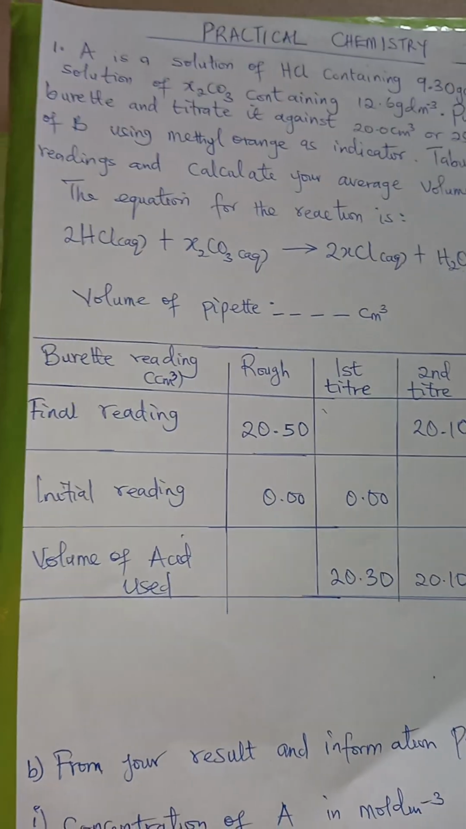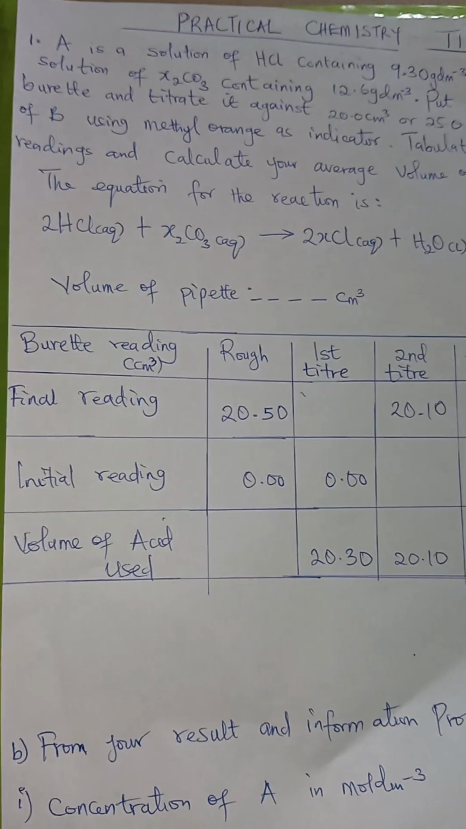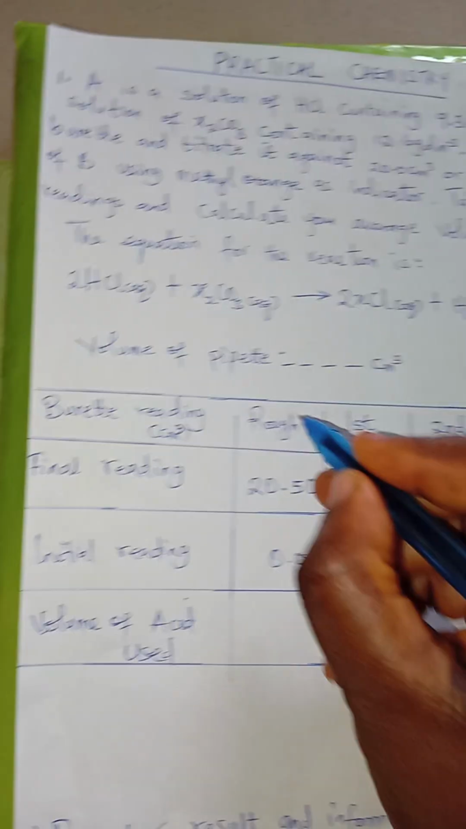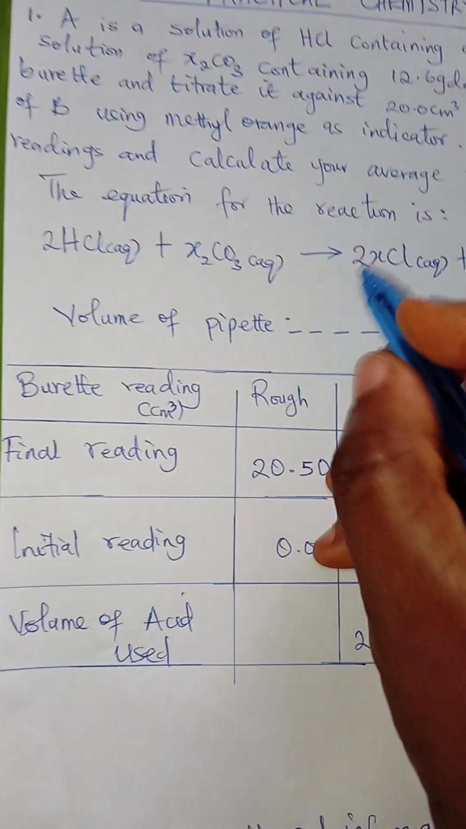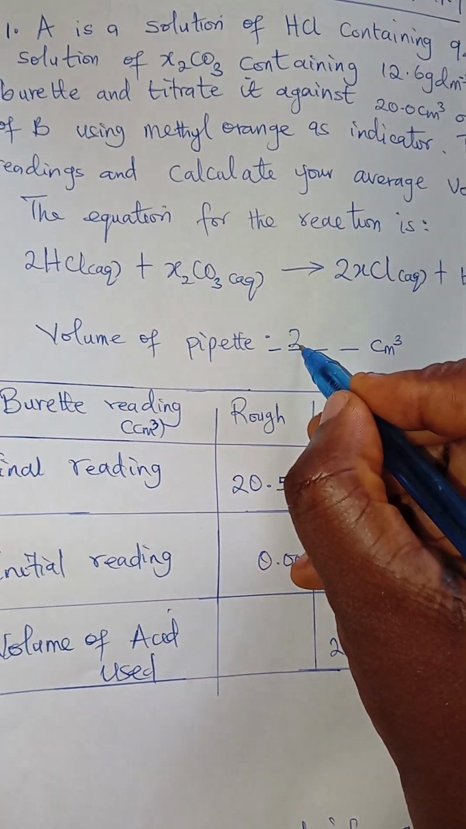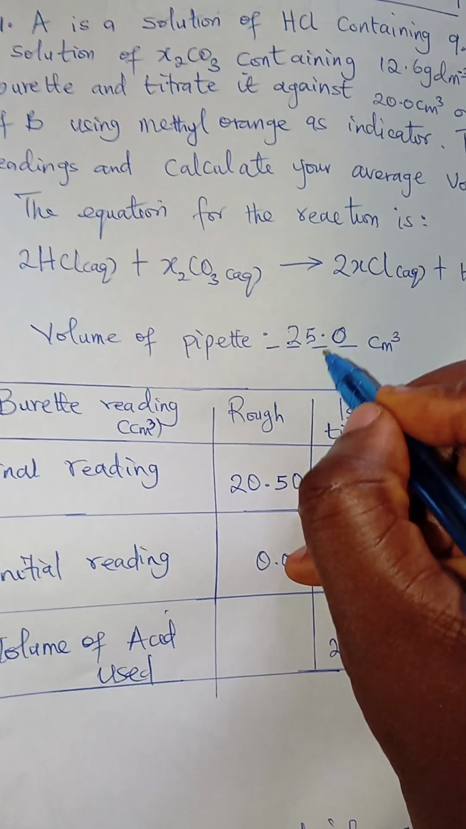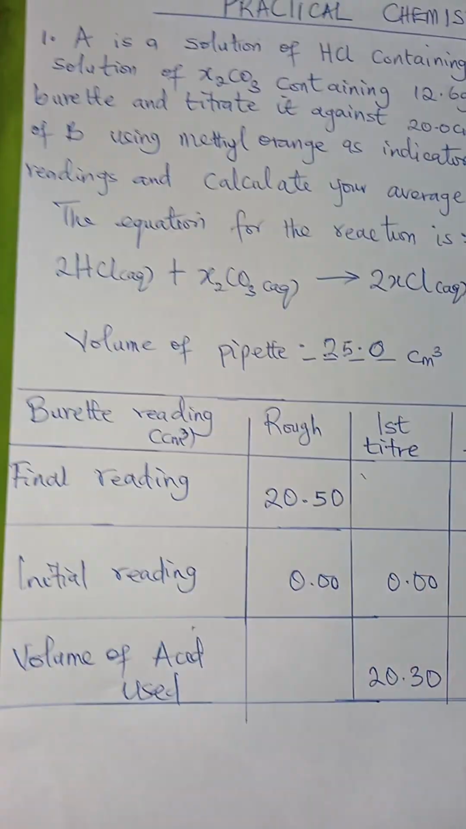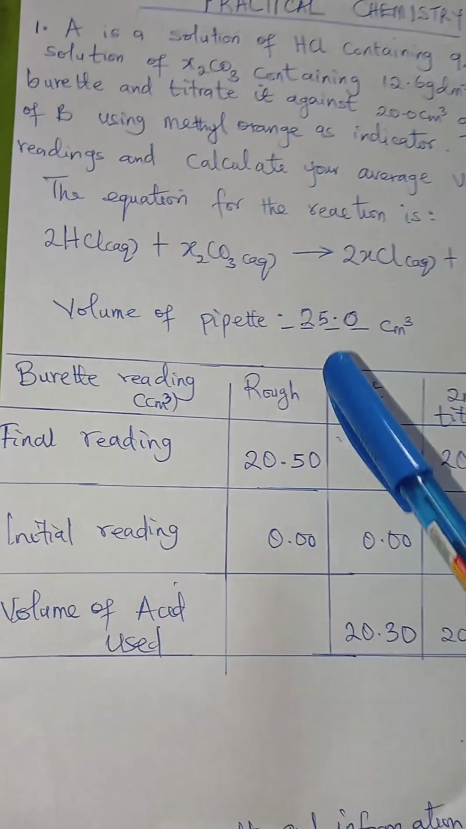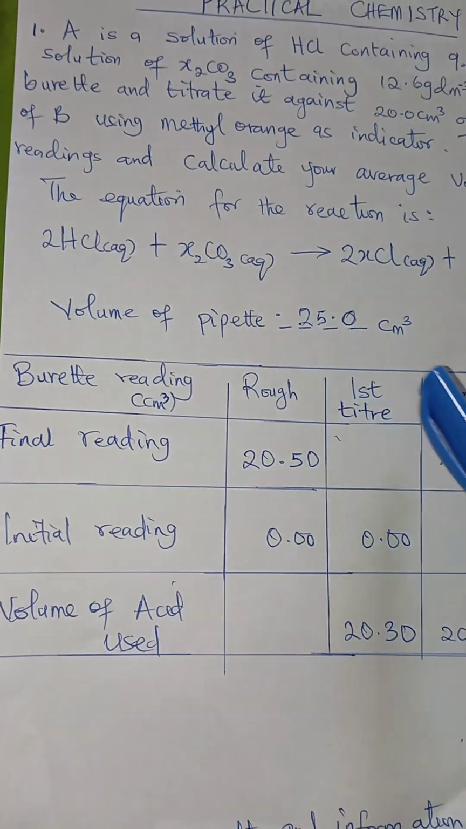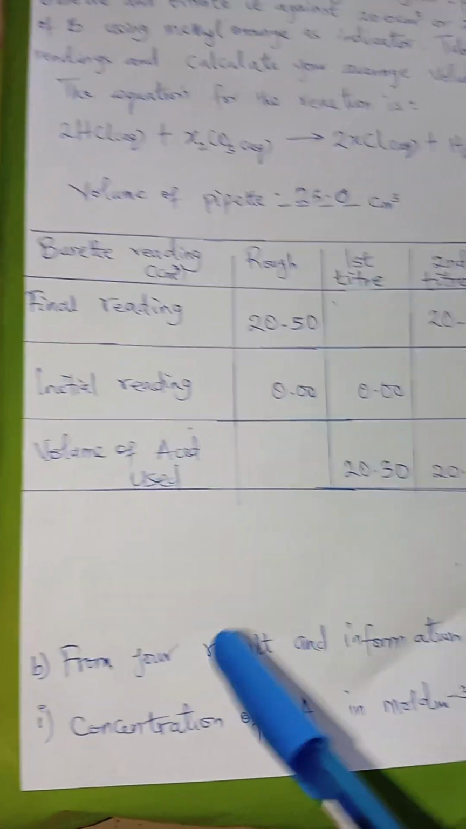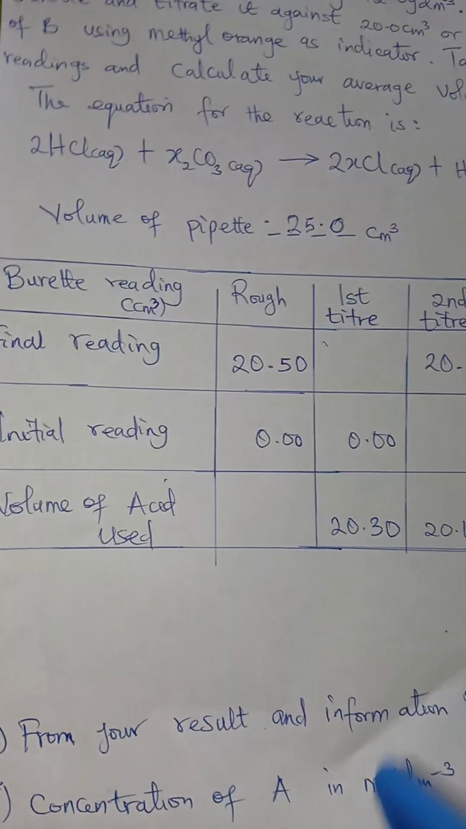This is for school candidates, even for private candidates too. All right, so here where they wrote volume of pipette, I will quickly come and write 25.0 cm³. That is if you're using 25. And make sure that this 25.0 cm³ you're using will reflect in every other calculation you're going to make.